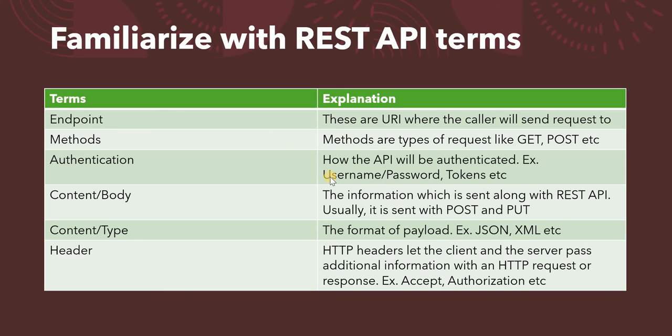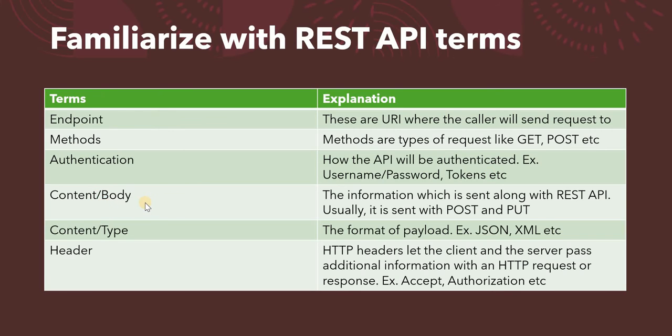Authentication. How the API will be authenticated. So when someone is trying to get data from your ServiceNow instance, or you are trying to get data from some other third-party tool, that is an outbound integration, how the authentication will take place. There are multiple ways. There is username and password, which is basic authentication. Then you can use tokens, which uses OAuth. There are also API keys, and there are others as well. So just be mindful of the best practices in your organization, and you have to use that authentication method.